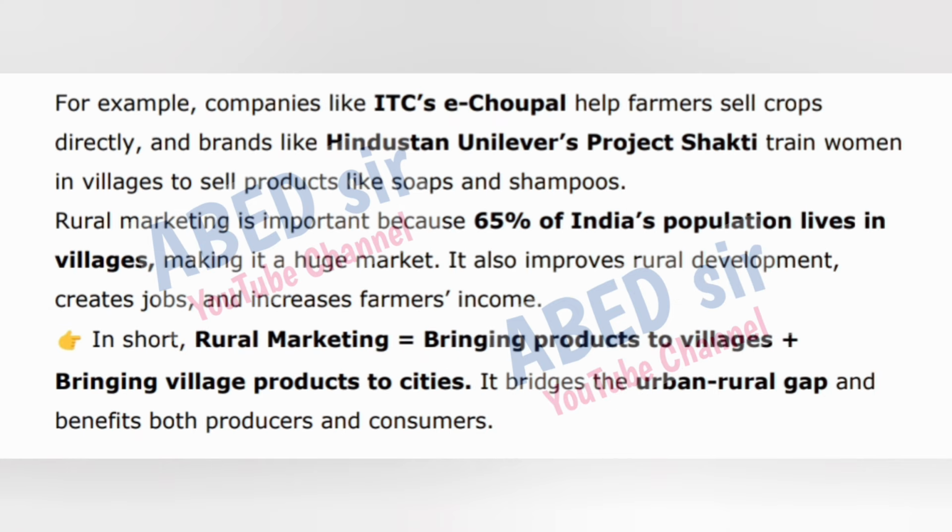For example, companies like ITC's eChopal help farmers sell crops directly, and brands like Hindustan Unilever's Project Shakti train women in villages to sell products like soaps and shampoos. Rural marketing is important because 65% of India's population lives in villages, making it a huge market. It also improves rural development, creates jobs, and increases farmers' income. In short, rural marketing is equal to bringing products to villages plus bringing village products to cities. It bridges the urban-rural gap and benefits both producers and consumers.